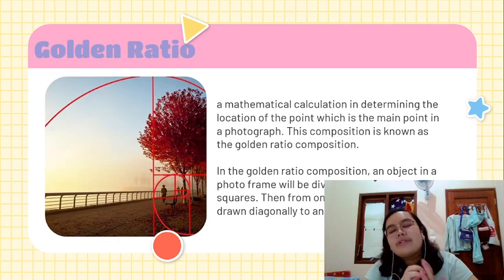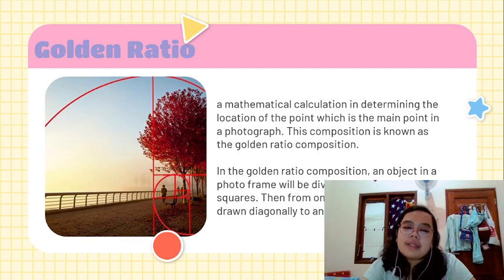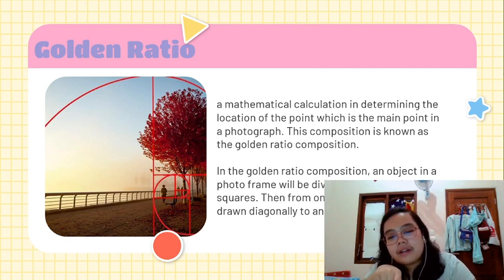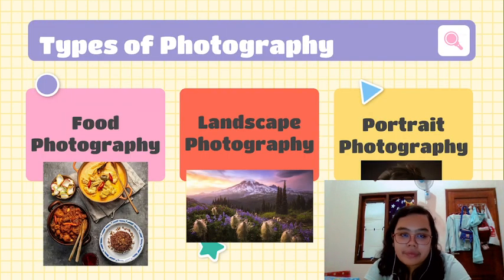And the second one is the golden ratio, a mathematical calculation in determining the location of the point which is the main point in a photograph. This composition is known as the golden ratio composition. In the golden ratio composition, an object in a photo frame will be divided into circular squares. Then from one square, a curved line is drawn diagonally to another corner.